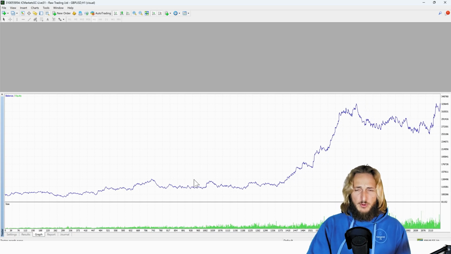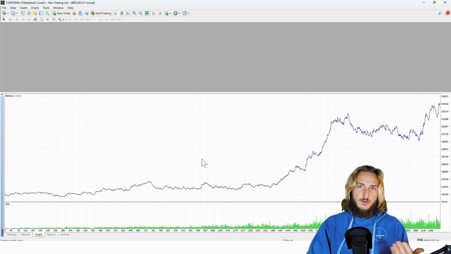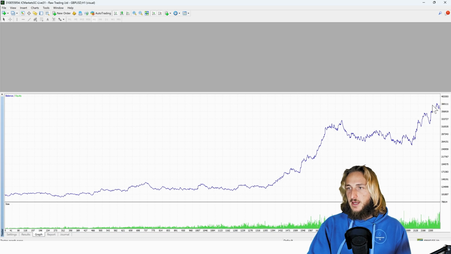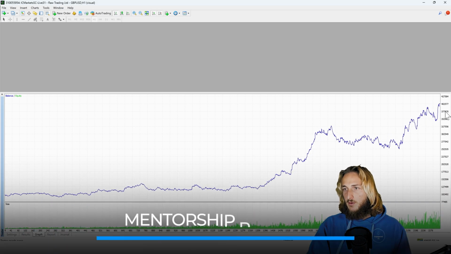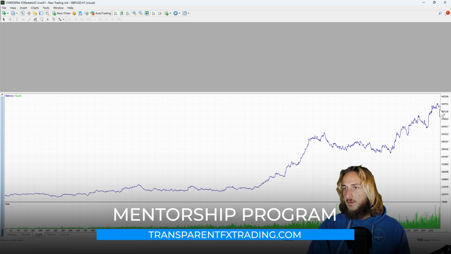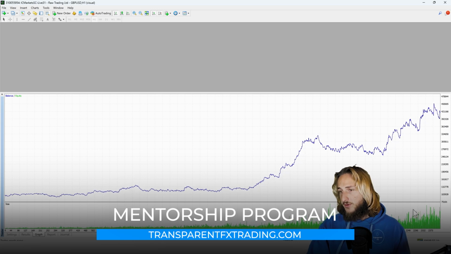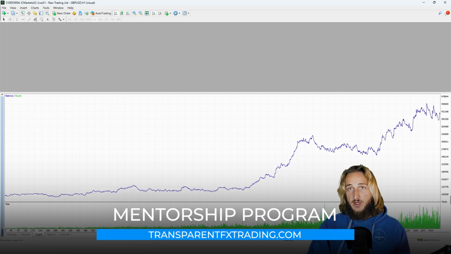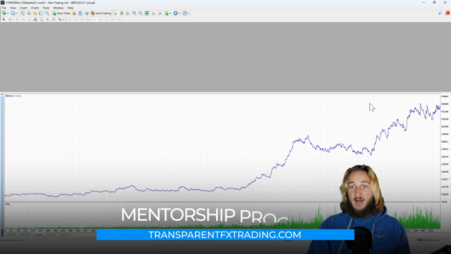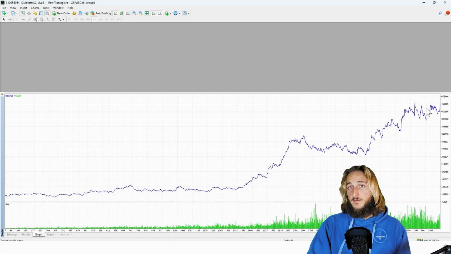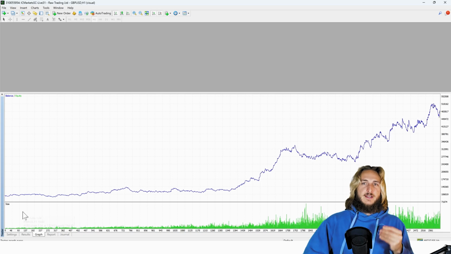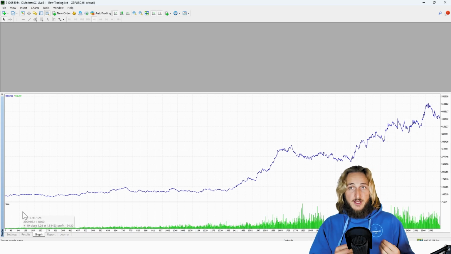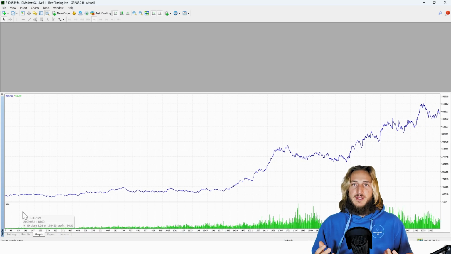So I will now stop this backtest. As you can see, it already 4x'd the account. We started from 100,000 and we're already at 400,000 in around 2,000 trades. So as you can see, we already backtested quite a lot and it's looking very nice. And I will now show you how a strategy that trades during the Asian session would be the same thing.